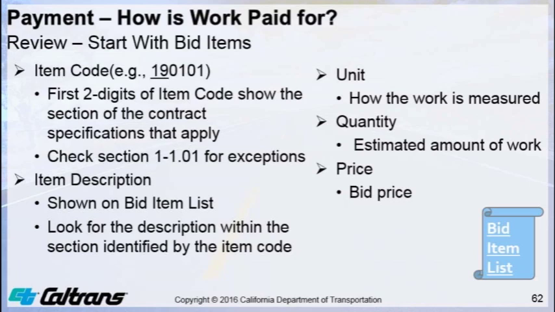Now you use the bid item list to determine, first with the item description. You may be able to find, based on the item description, the specific specifications that apply within the technical section. You just determine with those first two digits. You also, with the bid item list, can determine the units of measure used for payment in most cases. You also have the quantity that is estimated for the item work, and you have the bid prices for the item work.